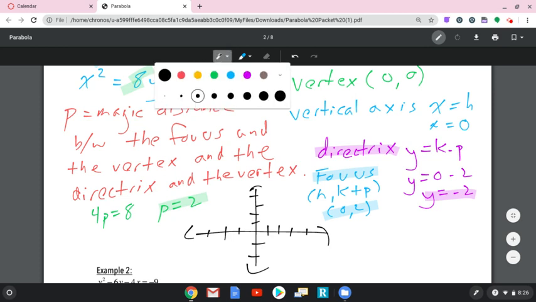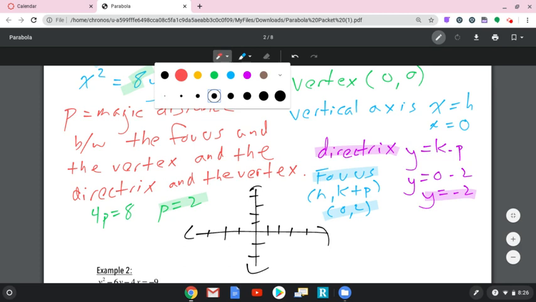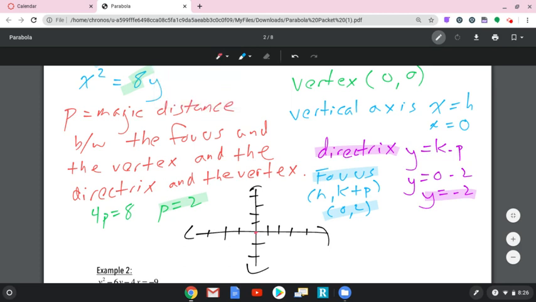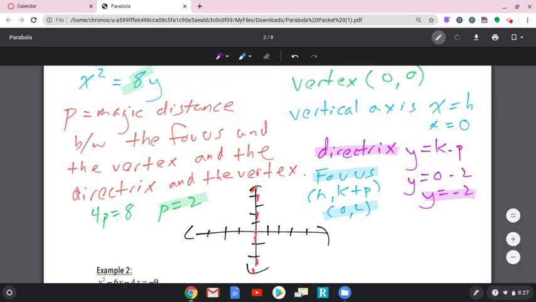So if I go do this, my vertex is at 0, 0. So I'm going to go to 0, 0 and put a point. Okay, that's my vertex. My axis of symmetry is x equals 0. That's a vertical line through that. So I'm just going to dash it. That's my axis of symmetry. It's a vertical axis. My directrix is y equals -2. So I'm going to go to -2. Y equals is horizontal, and I'm going to put a horizontal line through -2.